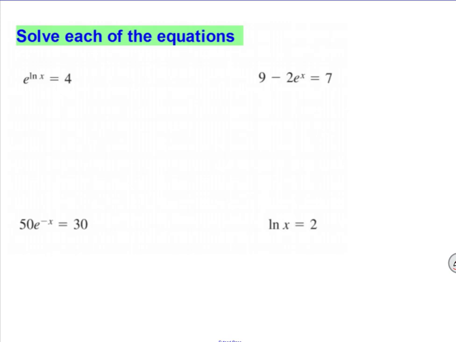Okay, solve the equations. Now, what do we know about e to a base and an ln? How do you solve an equation for e to a base? First of all, you have to get e to the base by itself. So I'm going to subtract 9 from both sides. I'm going to divide by -2.